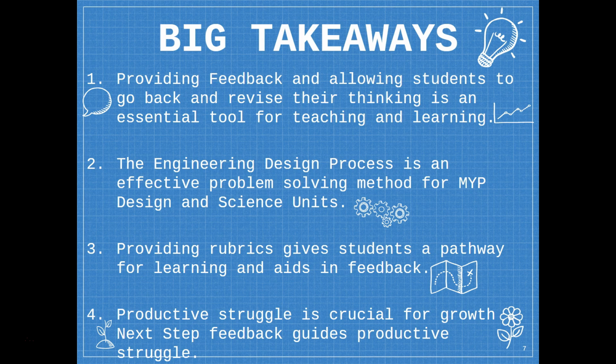Number 2, the engineering design process is an effective problem-solving method for MYP, which is a Middle Years International Baccalaureate program, for design and science units. In our middle school, we're moving towards the Middle Years program model, which includes design. From here on out, as I develop design and science units for MYP, I will use the engineering design process in conjunction with feedback and allowing students to go back to revise their thinking. I can pass on these strategies to other design and science teachers and teachers across all other content areas in my school.